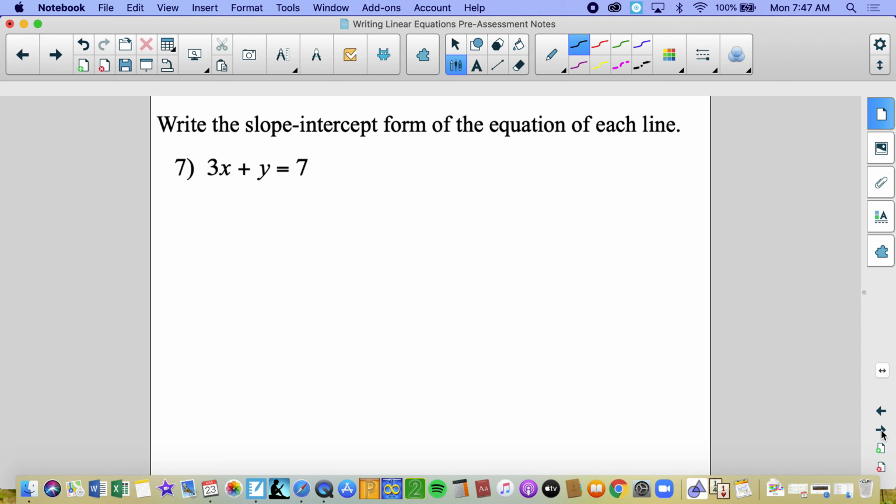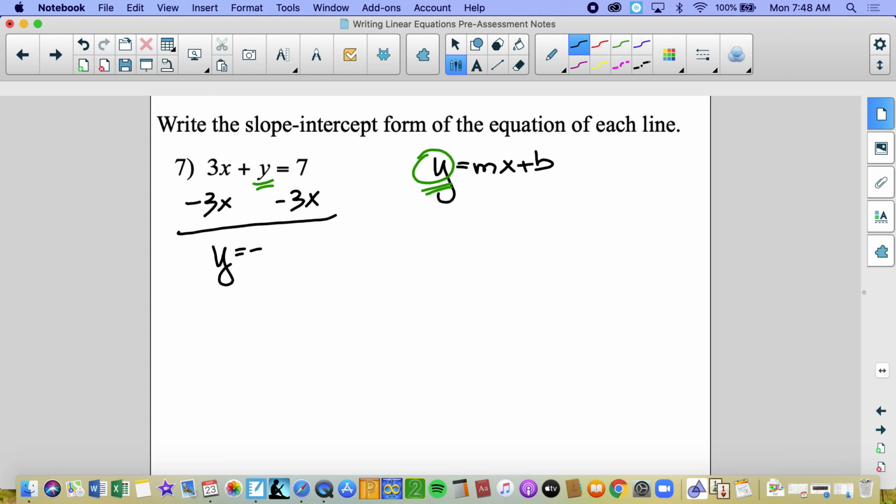All right, number 7, now they give it to you in standard form, and you convert it to slope-intercept form. Remember, slope-intercept form is y equals mx plus b, where y is isolated. So we have to get y by itself. What are we going to do in order to get y by itself? 3x is being added to it, because this is positive 3x. So what gets rid of a positive 3x? A negative 3x. That leaves me with y equals -3x plus 7.